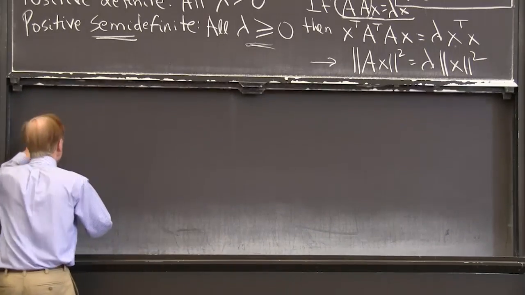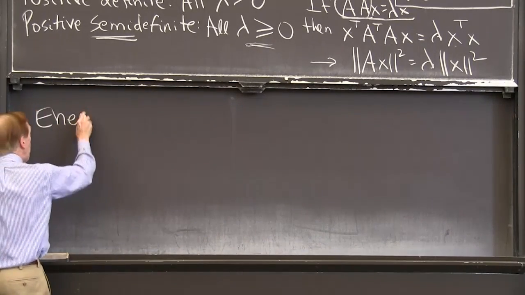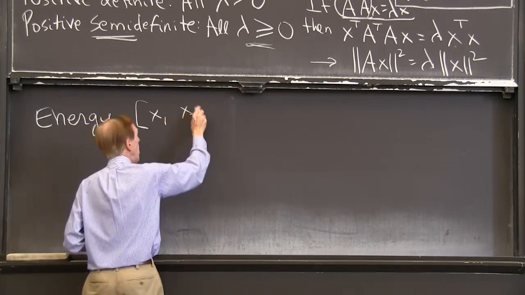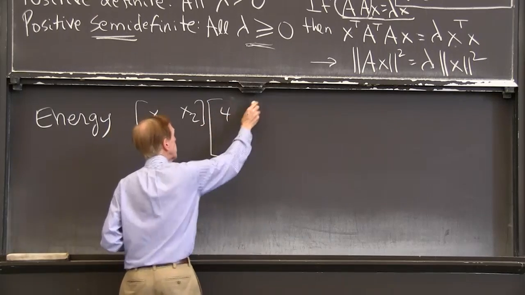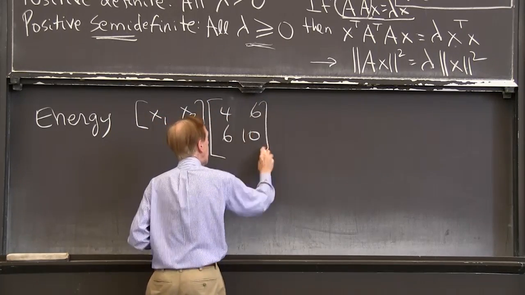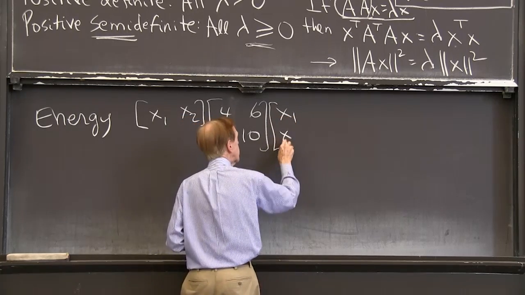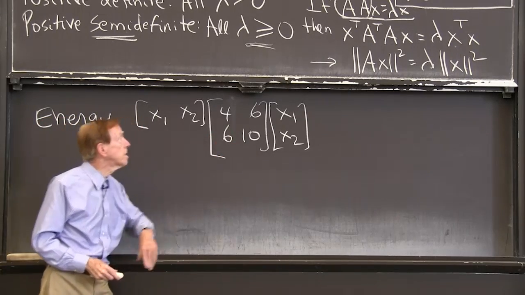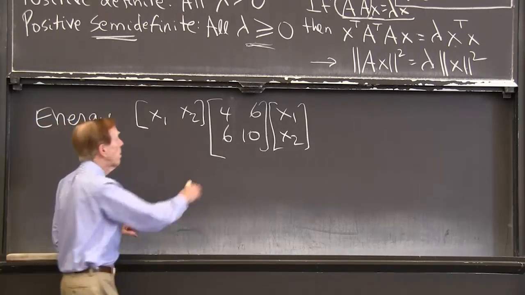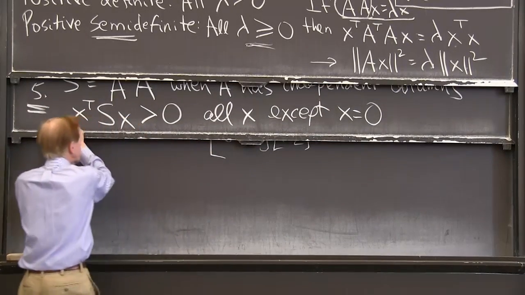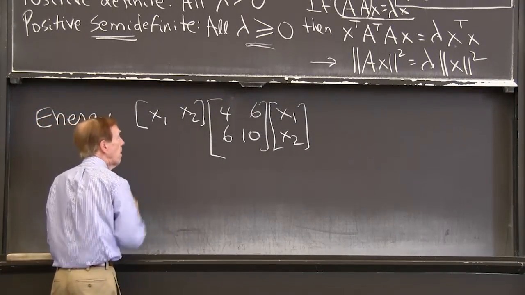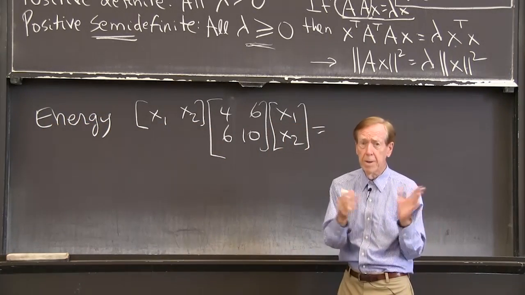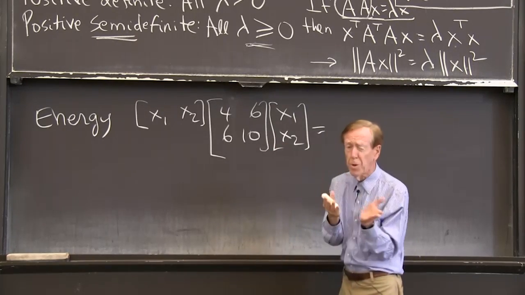Let me take my matrix S, that small example matrix, and apply the energy test. Okay. So I'm looking at energy. So I'm looking at x, that's x1, x2, times my matrix 4, 6, 6, 10, times x, x1, x2. That's the energy. That's my x transpose Sx. Is that what we wanted to compute? Yes, x transpose Sx. Now, can I compute that? Yes. It's a matrix multiplication, nothing magical here. But when I do, I'll show you the shortcut.